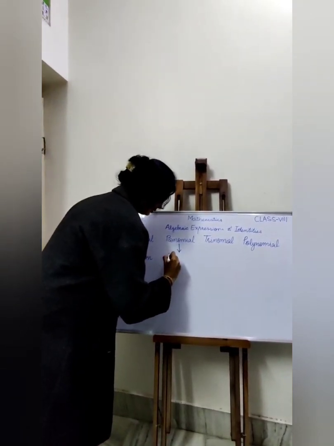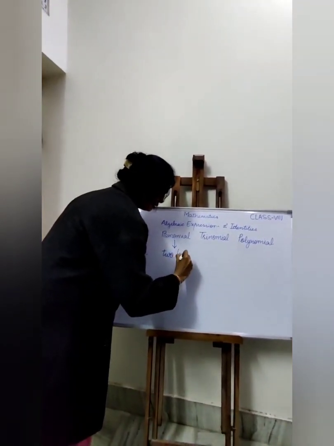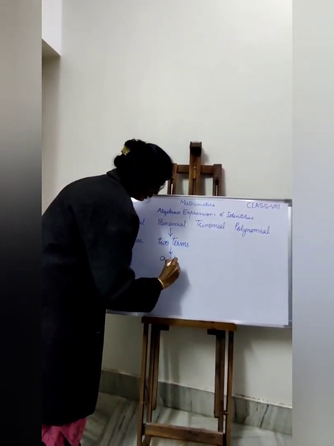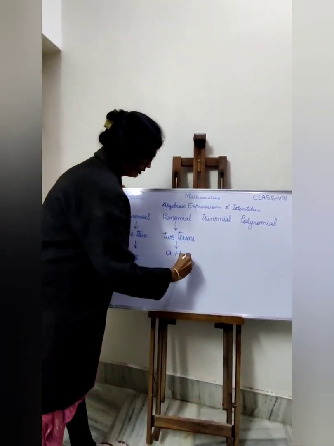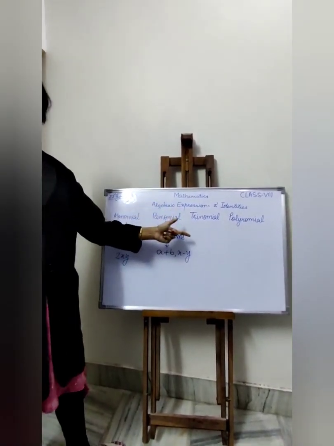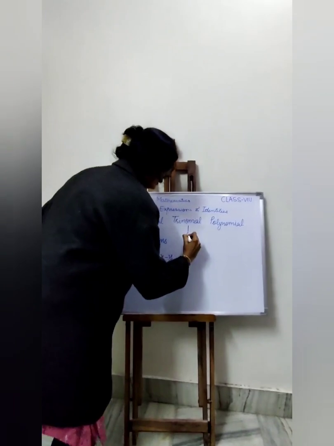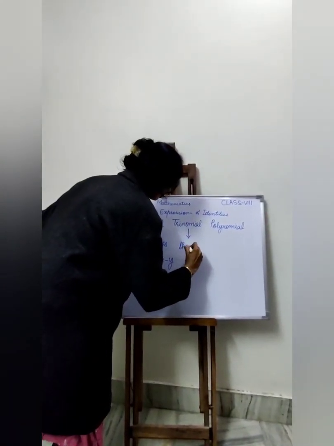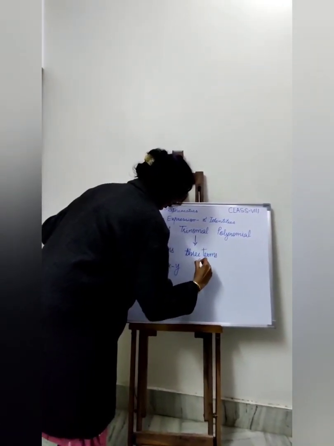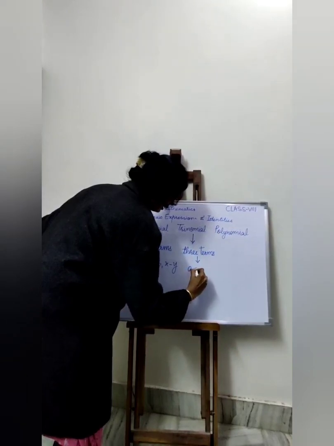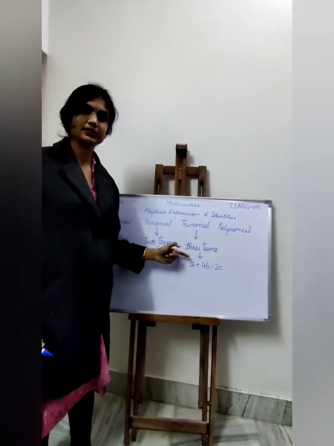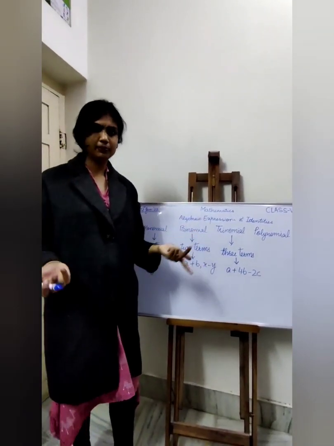Second we have binomial. Binomial means expressions with two terms. The example can be a plus b, x minus y. It can be any. Now, trinomial. Trinomial means having three terms. The example can be a plus 4b minus 2c. This is a trinomial. You can have many more examples.